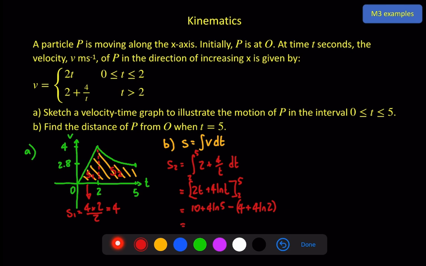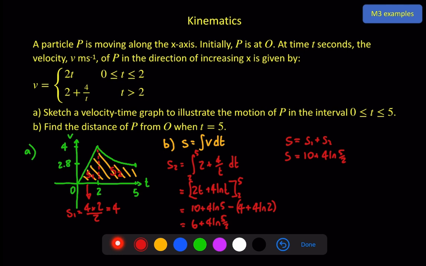10 minus 4 is 6. And if we take out the 4 there, we can combine our logs. Log 5 minus log 2 is log 5 over 2. Now to get our total distance, we add s1 plus s2, and that gives us 10 plus 4 log 5 over 2. And there is our total distance when t is equal to 5.